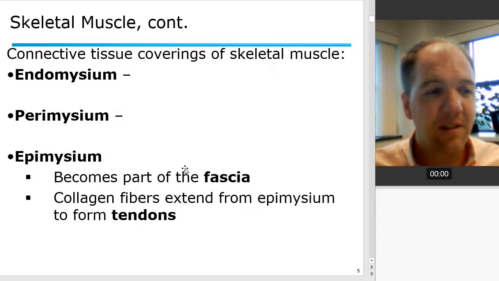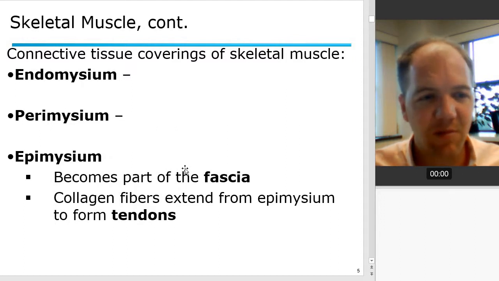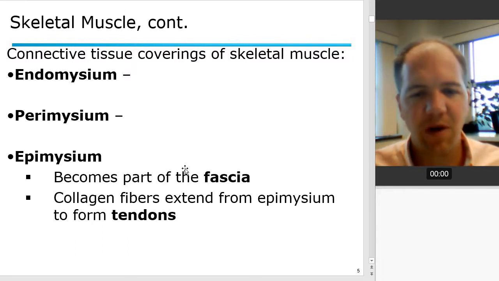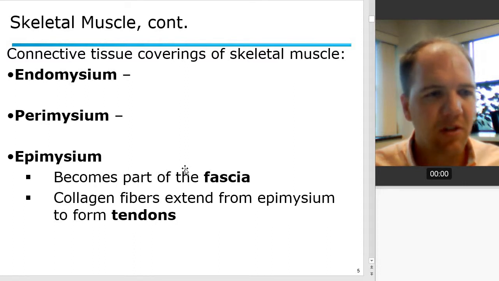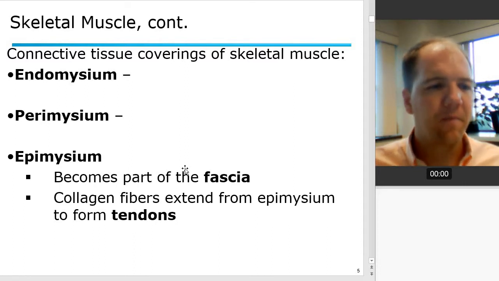Okay, but as I said, we're now going to focus on skeletal muscle, basically for the rest of this chapter. As I mentioned, cardiac muscle and smooth muscle will pop up again as we go through some of the other systems in the body. But in the muscular system, we're just going to focus on skeletal muscle.